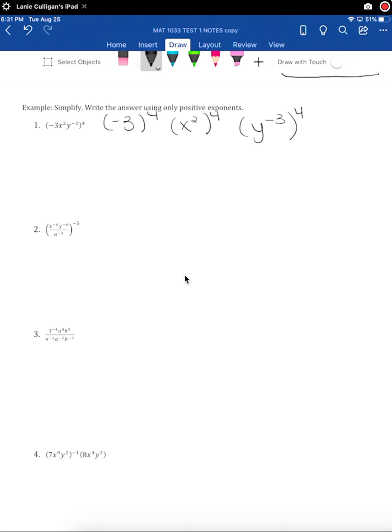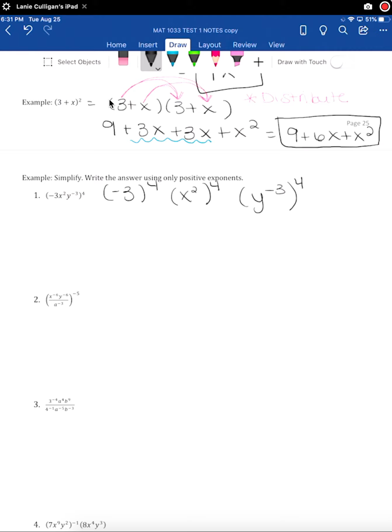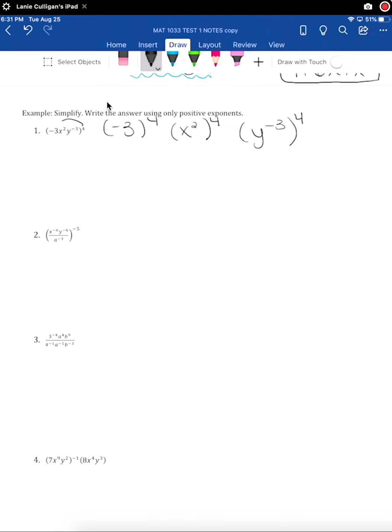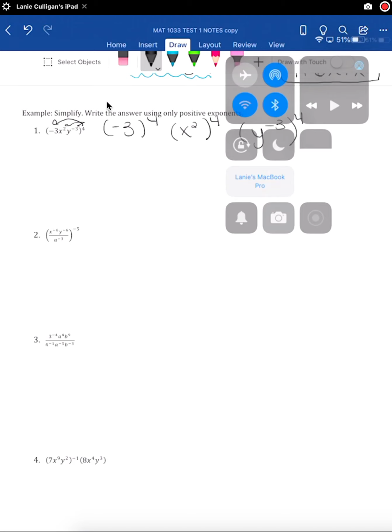Because there was no adding or subtracting here, I knew I didn't have to distribute like we did up here. We just knew there was going to be 4 of them. So technically, we just distributed the exponent to each term. So negative 3 to the 4th power. I can plug this into my calculator.